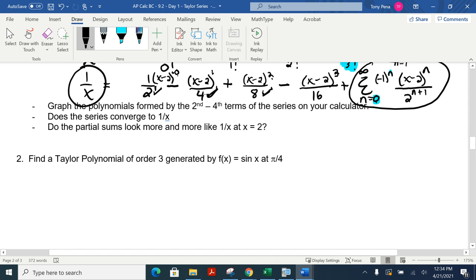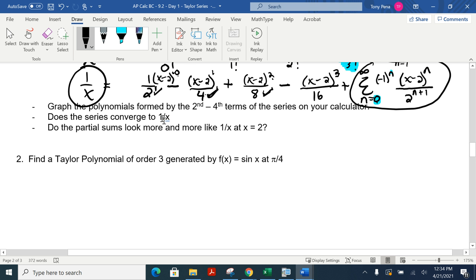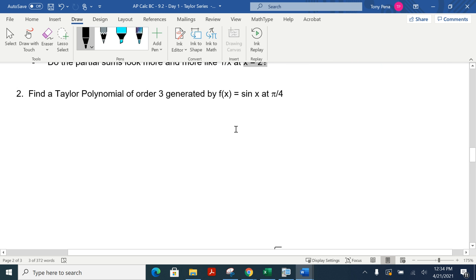It says, graph the polynomial terms. I did that for you. Does the series converge to 1 over x? It did, because that's the overlap. And it was overlapping at the x value of 2. That's where things started to string together. All right. So what I just showed you on the calculator is what these 3 bullets are trying to show you. All right. So now number 2.